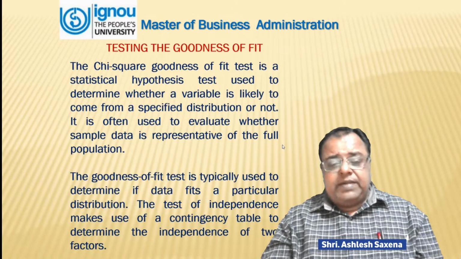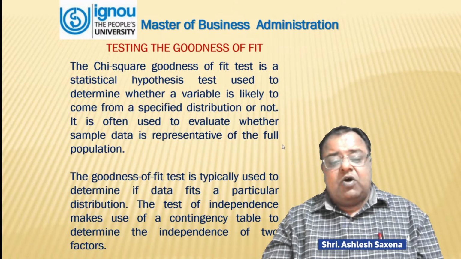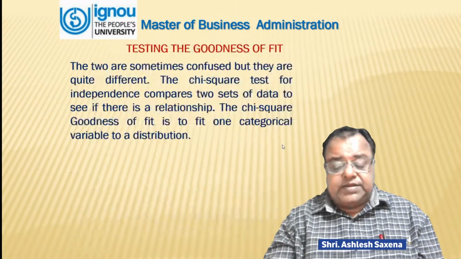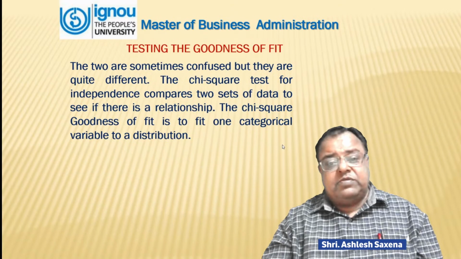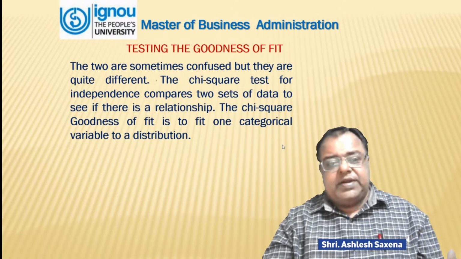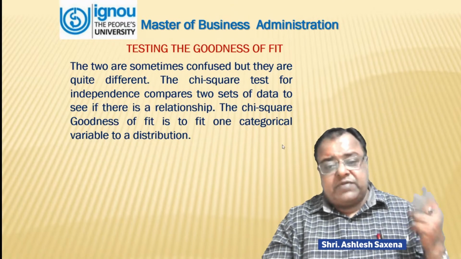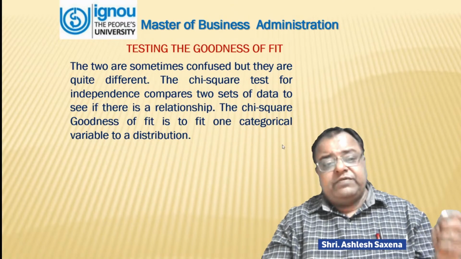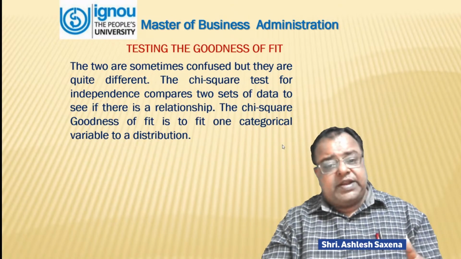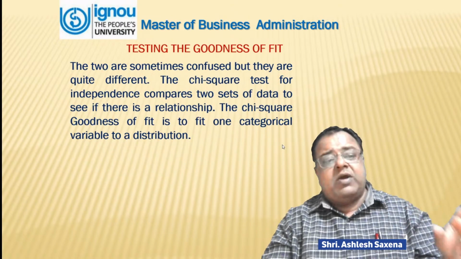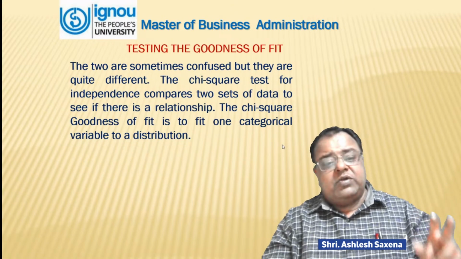The test of independence makes use of a contingency table to determine the independence of two factors. The two are sometimes confused, but they are quite different. The chi-square test for independence compares two sets of data to see if there is a relationship. The chi-square goodness of fit is used to fit one categorical variable to a distribution.